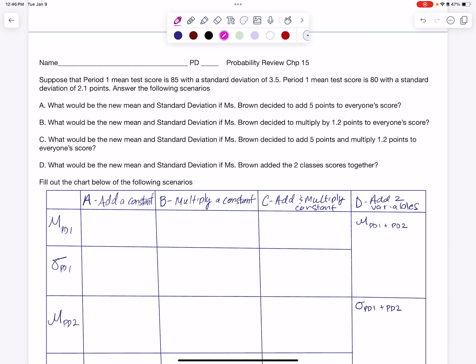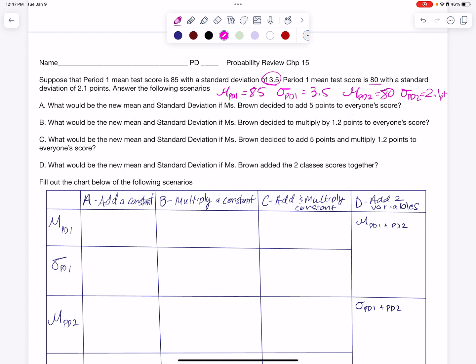The first thing that we're going to see is that we have a test score. The mean is 85 for period 1, so I'm going to mark that down. Mean for period 1 is 85, with a standard deviation for period 1 of 3.5. And the mean for period 2 is 80, and the standard deviation of period 2 is 2.1.